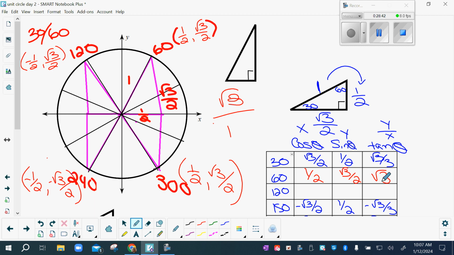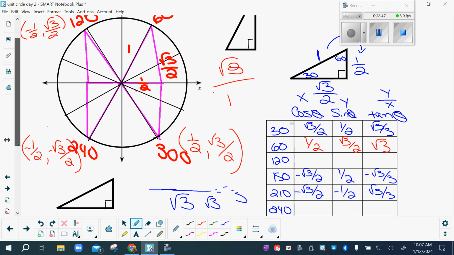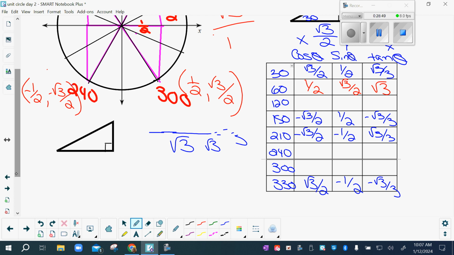Fill out the rest of your chart. Watch your positives and negatives, right? They flip-flop. Yes. Did I do something wrong? Please, God, no. Am I good? Yay, I did it. I didn't mess up.